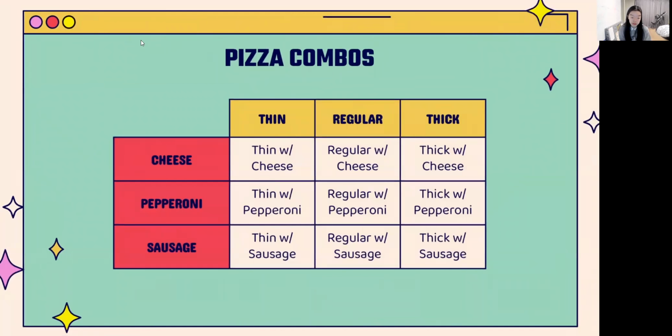So when you put it on a graph, it looks like that. You have 3 crusts, 3 toppings, and you multiply the 2 groups, or the amount of choices in each group, which is 2, and you get 9 different pizzas possible.